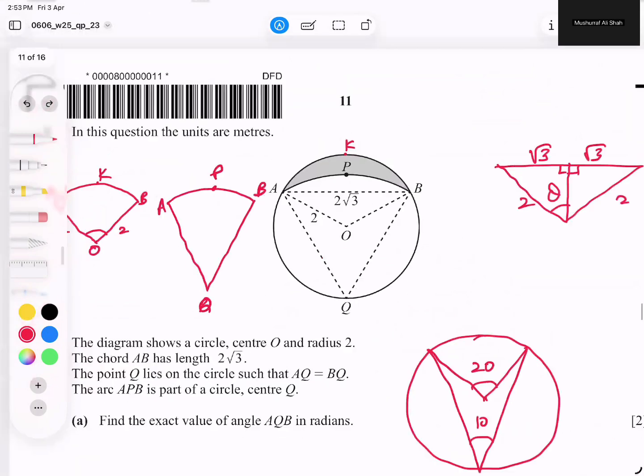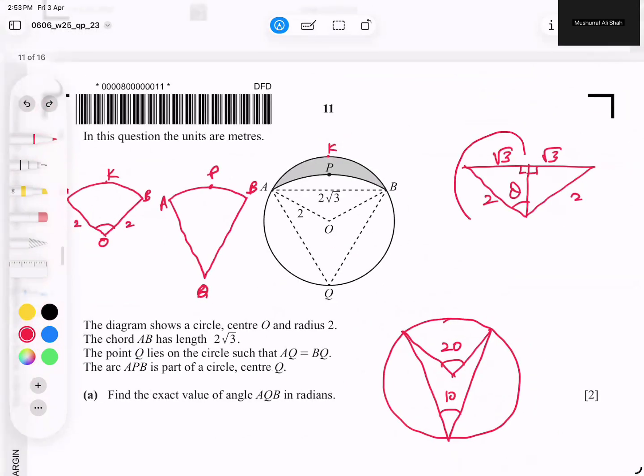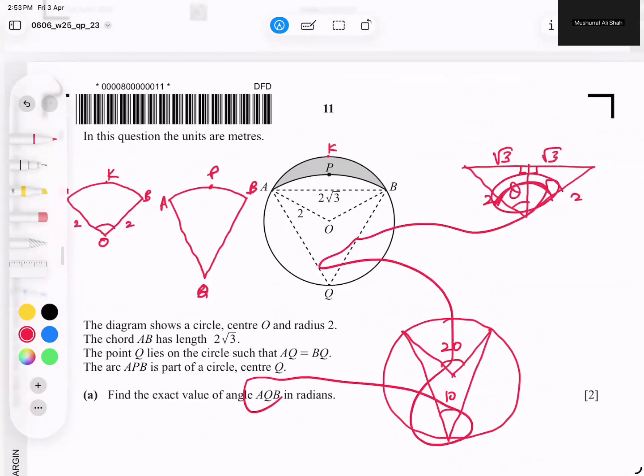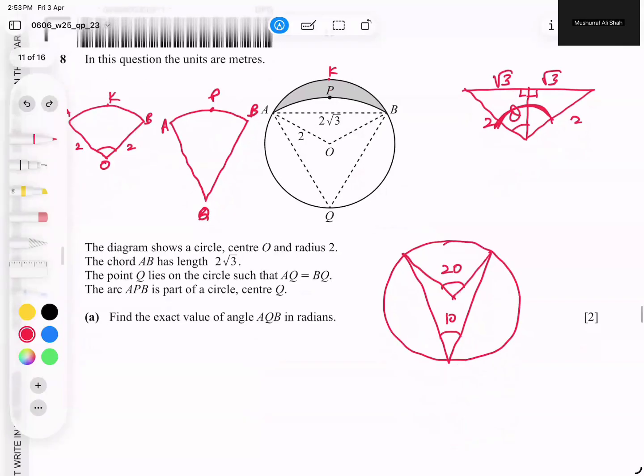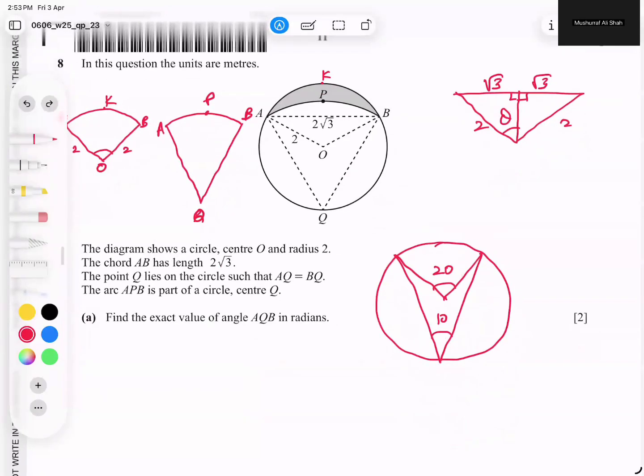So get ready. First of all, I will get theta from this triangle, multiply it by 2, and I get the full angle. And that angle, make it half to get the angle Q. So the planning is very clear. I'm going to reach the planning. So have a look first of all.